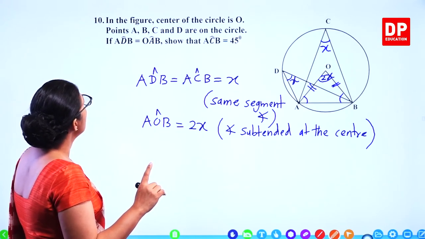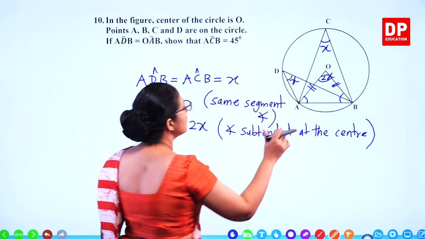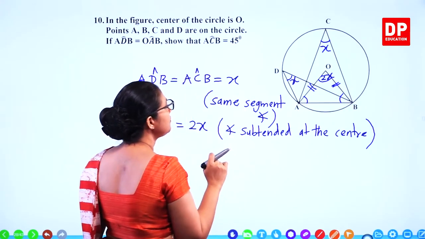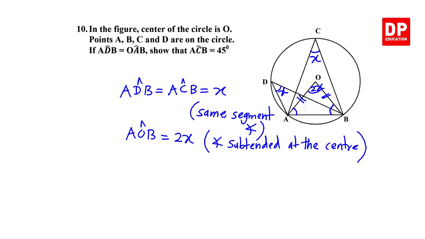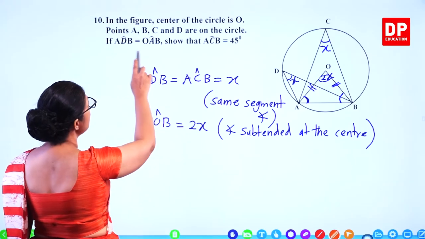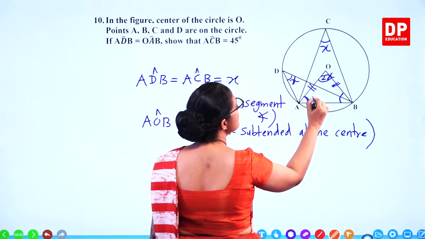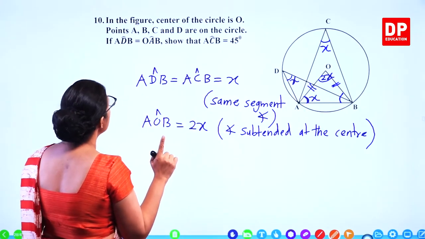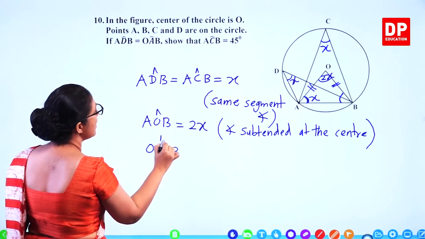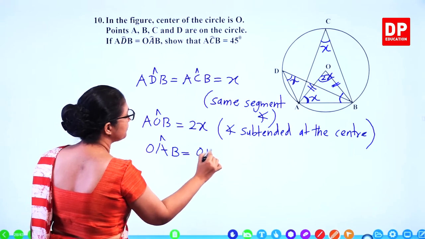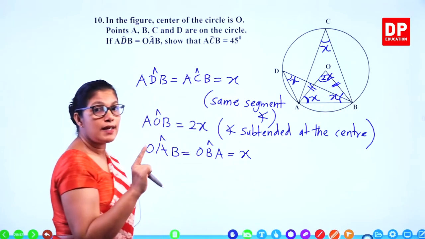Then, what are the other things we can find out? So, what are these two angles? According to the information, ADB is equal to OAB. So, this is also x. It's given already. So, we can say OAB and OBA, both values are x because of radii and according to the given information.